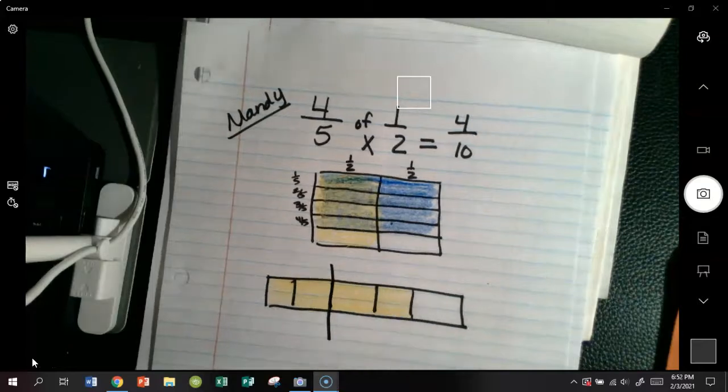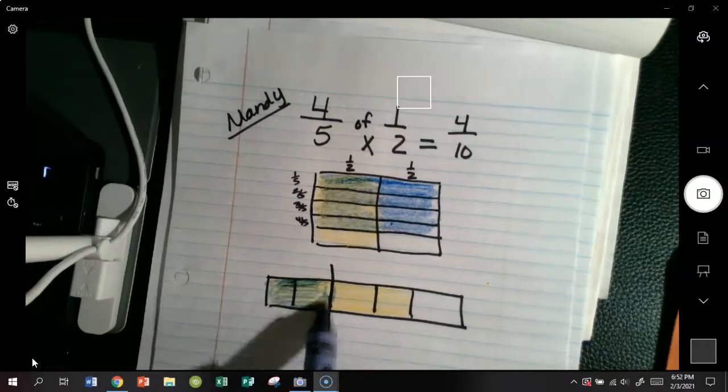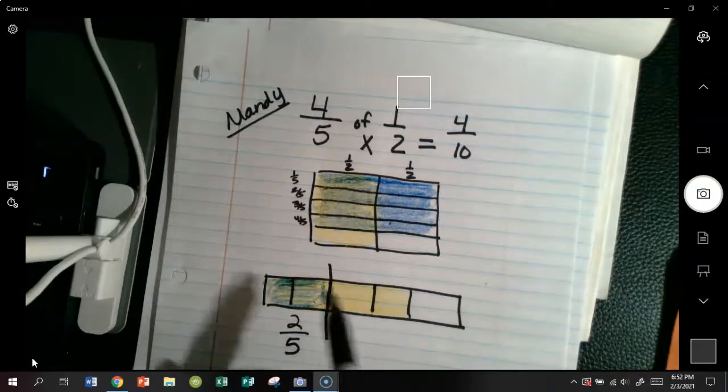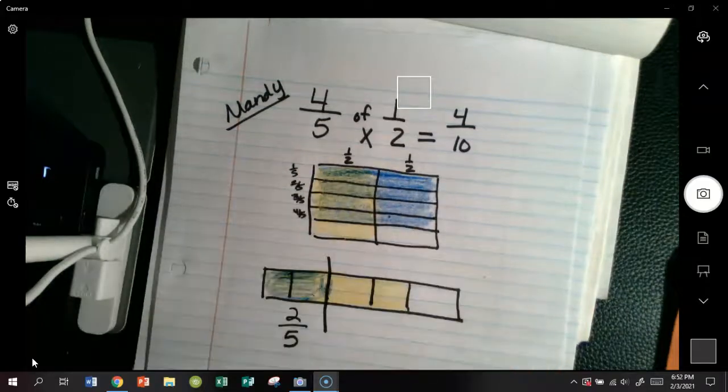So there would be 2 there and 2 there. And half of them then would be this part right here, which as we look at the fifths, we can see that's 2 of the fifths. Okay? So what she did was draw 4 fifths and then took half of the entire 4 fifths to get 2 fifths. So now my question to you is, which diagram is correct? Can they both be accurate?